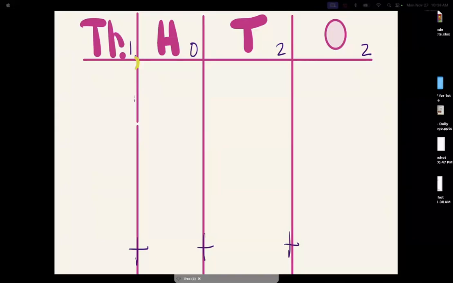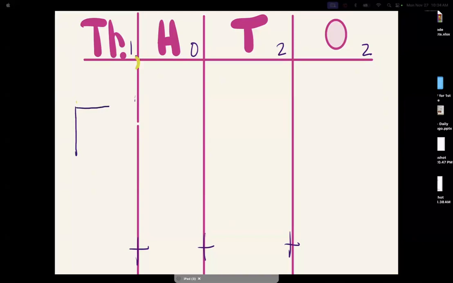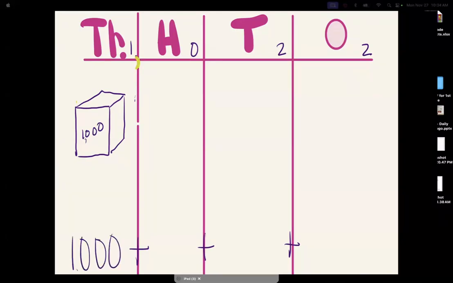1,022. Nicely done. I like the big X there because it's a placeholder, because again, we have 1,000. So we have 1 cube, which is equal to 1,000. 1,000 plus 0. Nicely done, Athena.